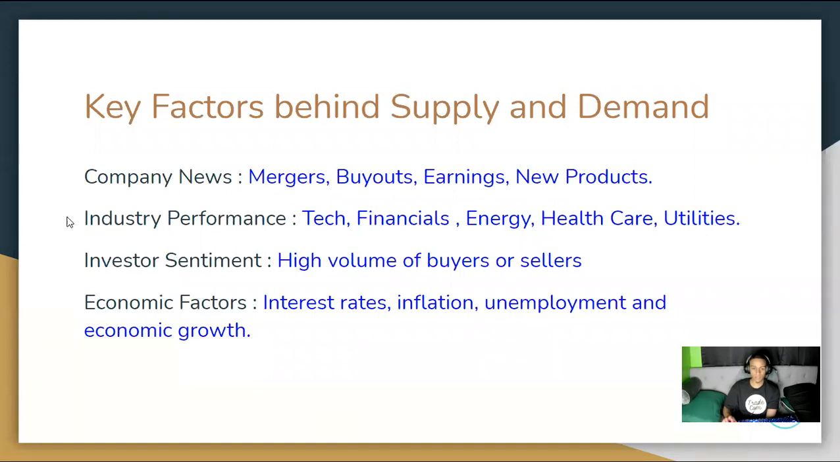Next up is industry performance. Tech, financials, energy, healthcare, utilities, these are all different types of industries. One example would be the semiconductor industry. We all know right now they're having a chip shortage, and we see Nvidia's stock price going up all day from the beginning of this week. This shortage of chips is causing excess demand in semiconductors, and you can see the demand picking up for their stock as well. Across the board, all these semiconductor stocks are picking up. So that's another key factor behind supply and demand.